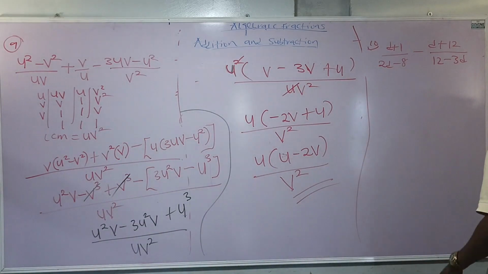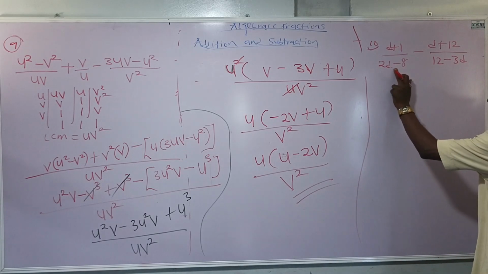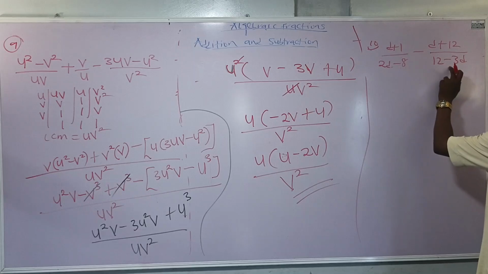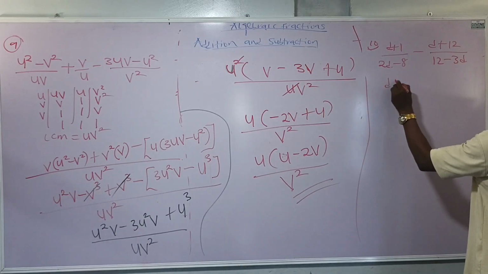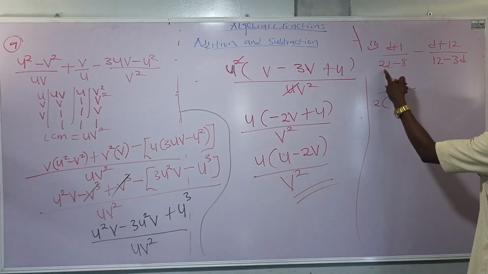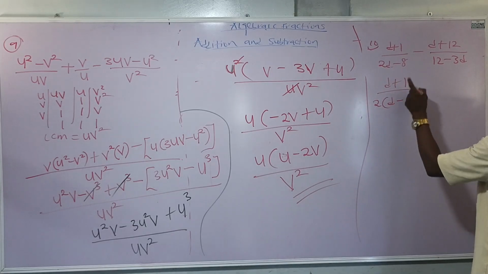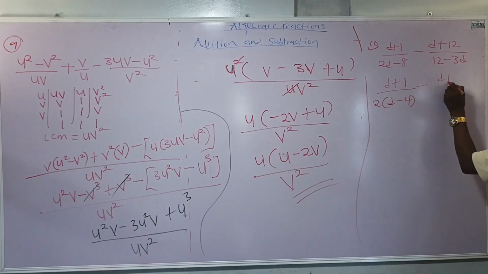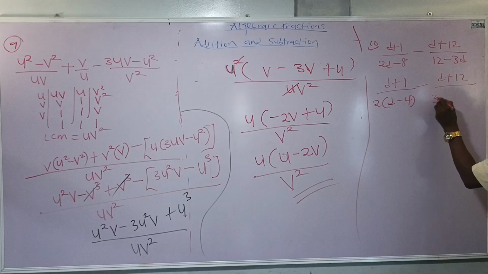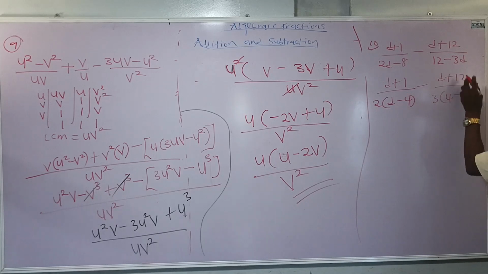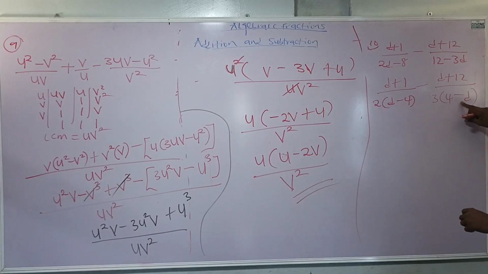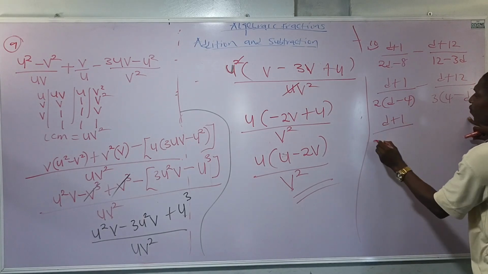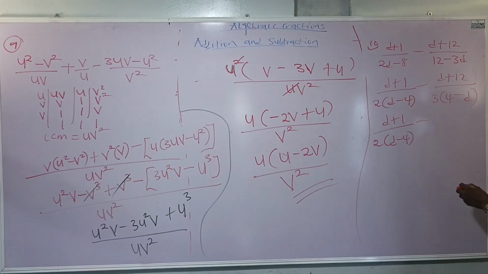How do we treat this? At the denominator, 2 is common for the left-hand fraction, while for the right-hand fraction, 3 is common. So I have d plus 1 all over 2 bracket 2d divided by 2 gives me d, minus 8 divided by 2 gives me 4, minus d plus 12 all over, what's common is 3. 12 divided by 3 is 4, minus 3d divided by 3 will give me d. Now you see why here is positive d, here is negative d, and why here is negative 4, here is positive 4.